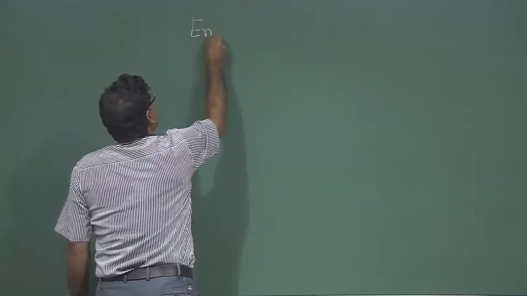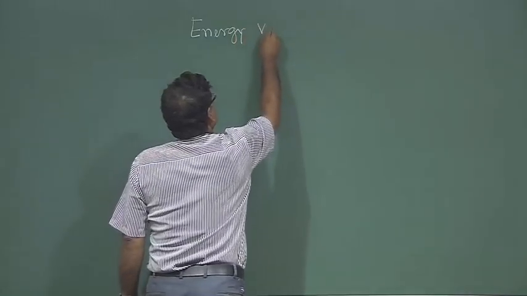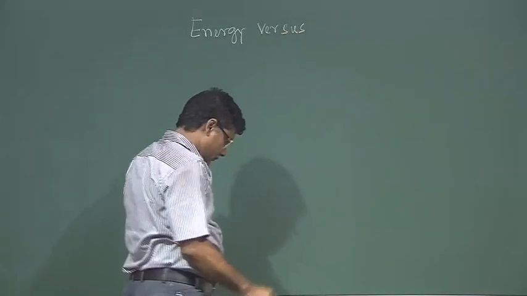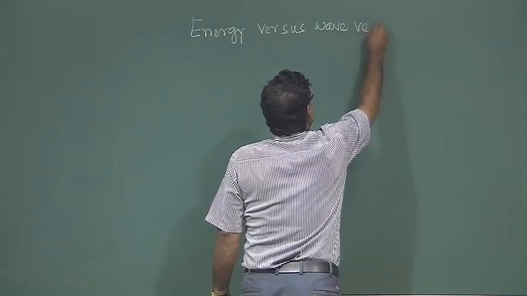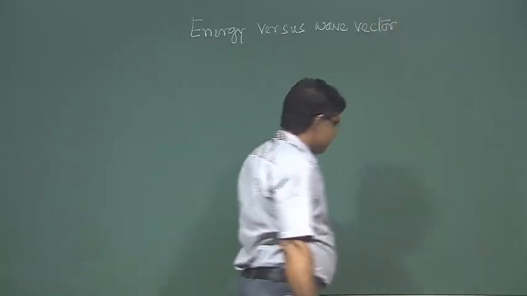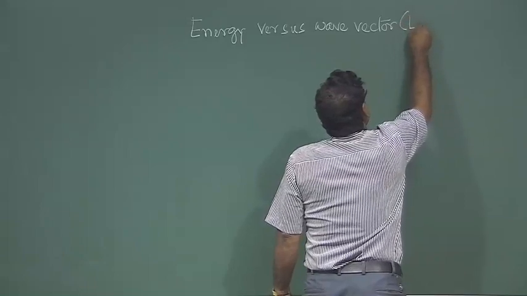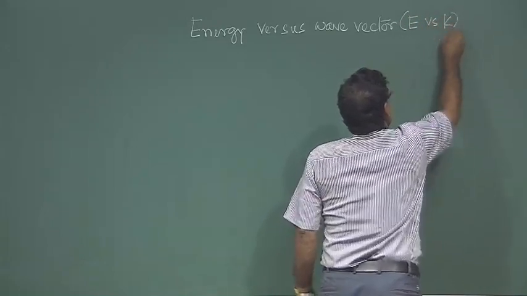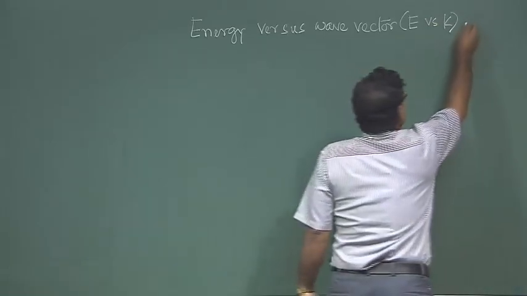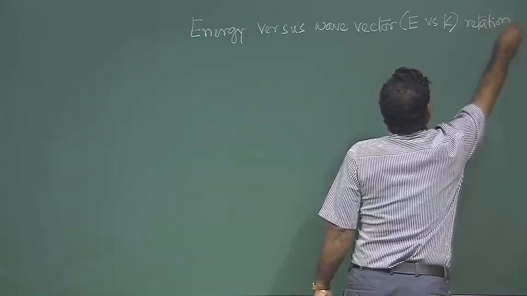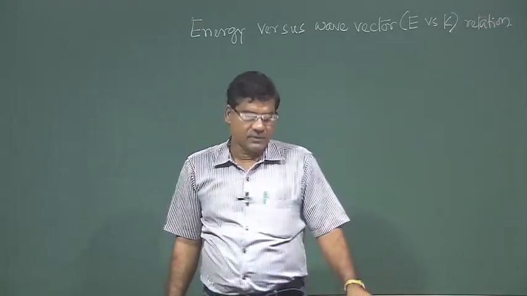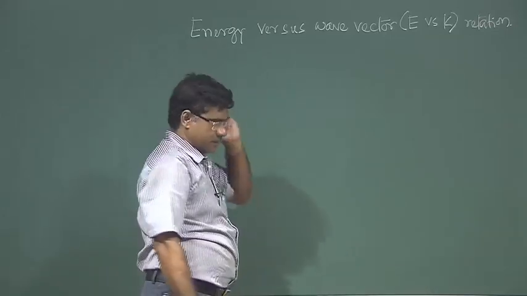So, we will continue our discussion about the energy versus wave vector, that is basically E versus K, the E versus K relation. Okay, so this is a very important relation, we will see later on, but let us find this relation.